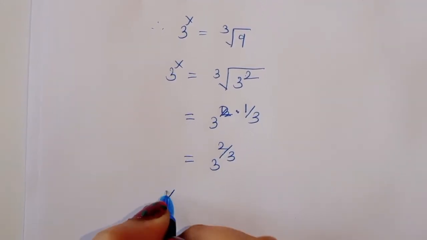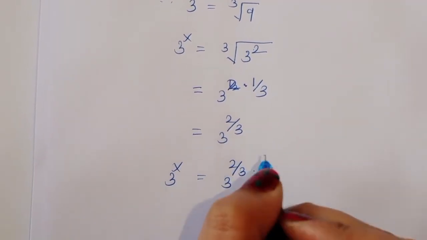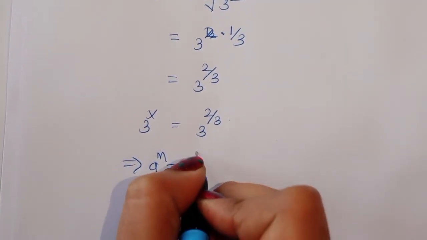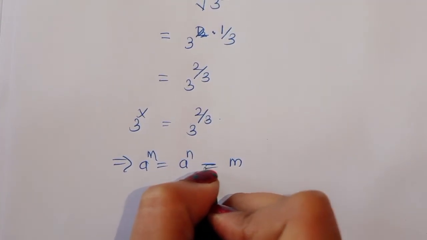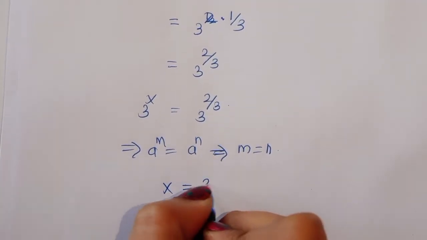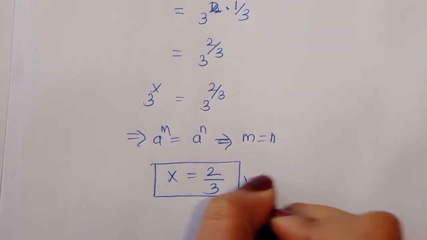So we can write 3 power x is equal to 3 power 2 by 3. We know the formula: if a power m is equal to a power n, then m is equal to n. So we can write here x is equal to 2 by 3. This is the value of x by using the first method.